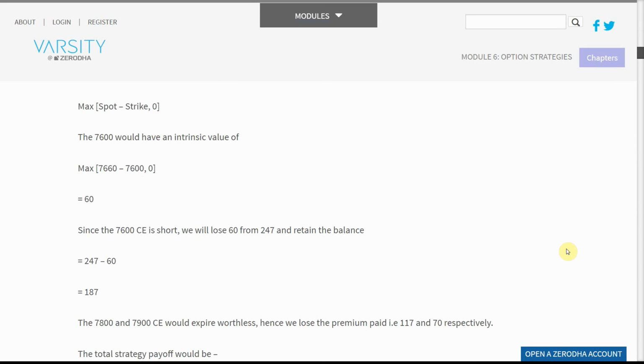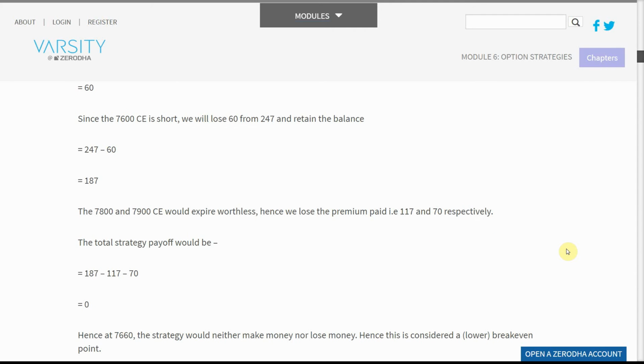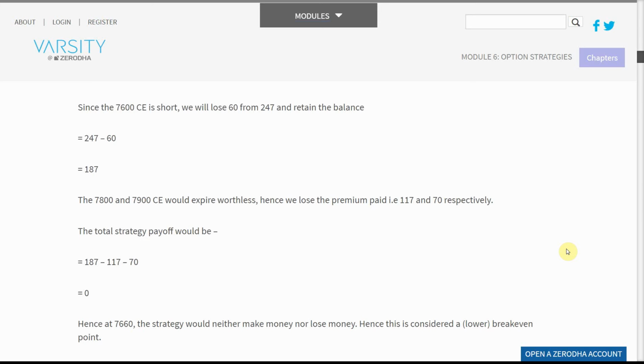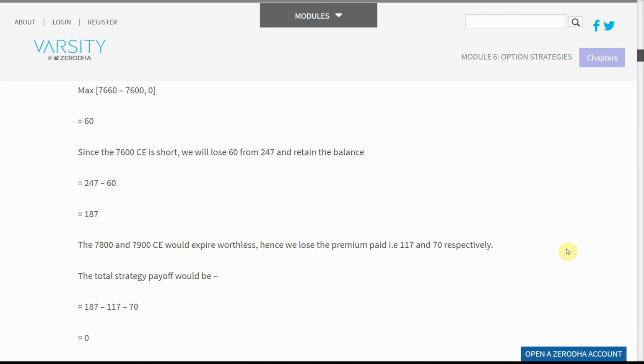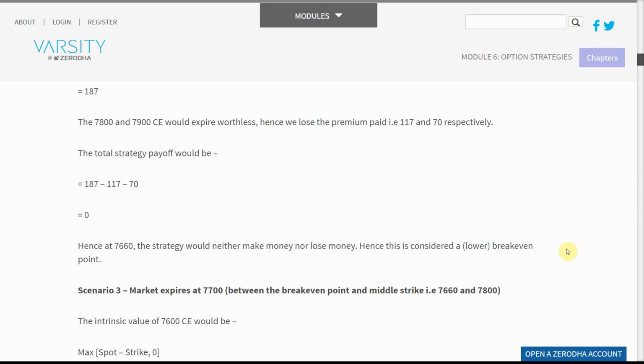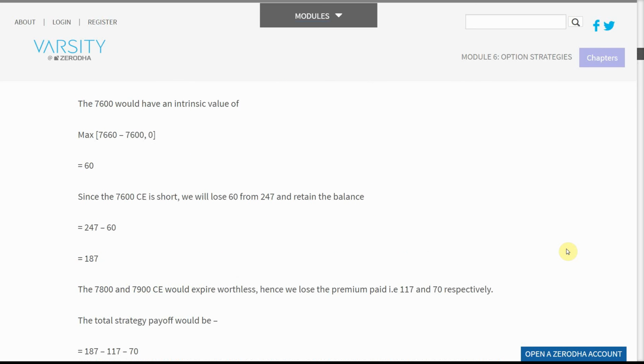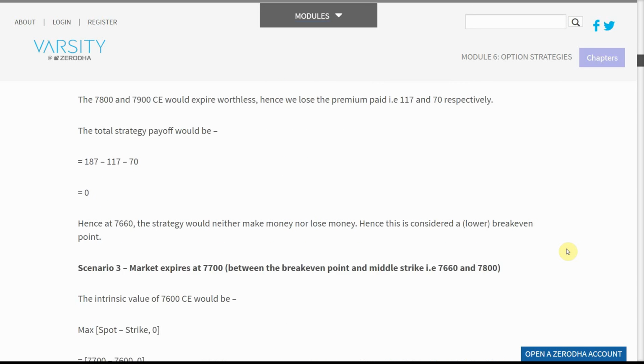The 7,800 and 7,900 CE would expire worthless. Hence we lose the premium paid, i.e. 117 and 70 respectively. The total strategy payoff would be 187 - 117 - 70 = 0. Hence at 7,660, the strategy would neither make money nor lose money. Hence this is considered a lower break-even point.